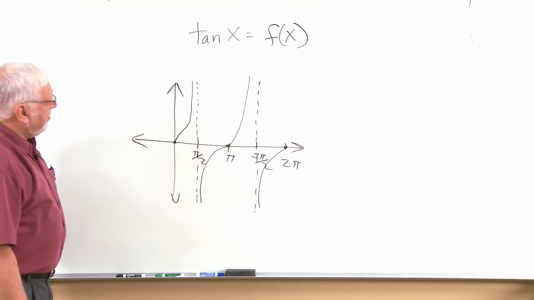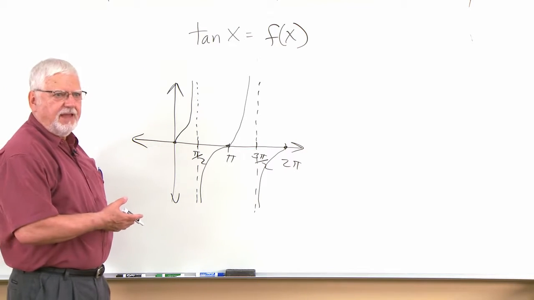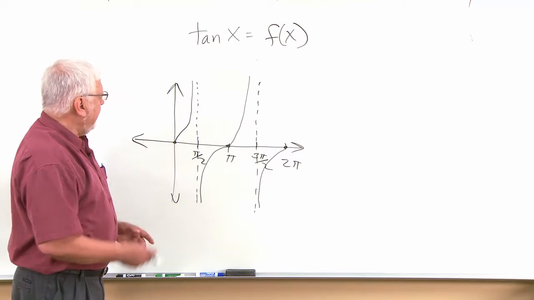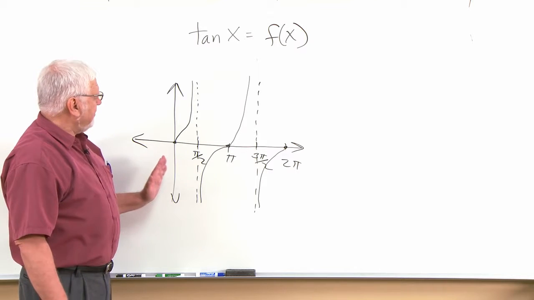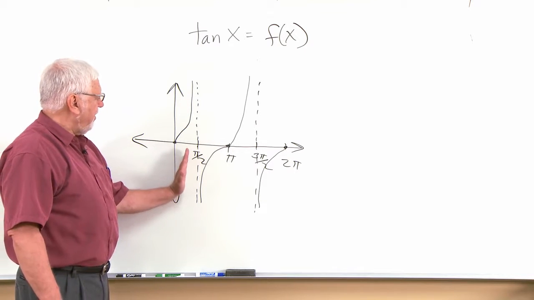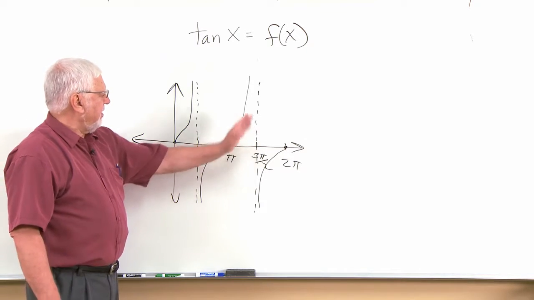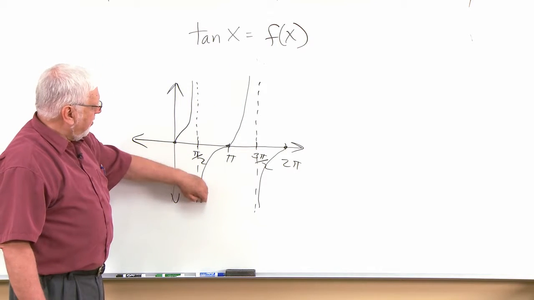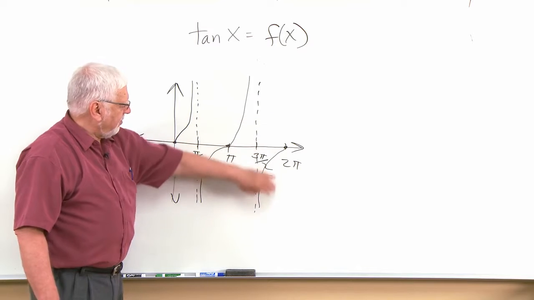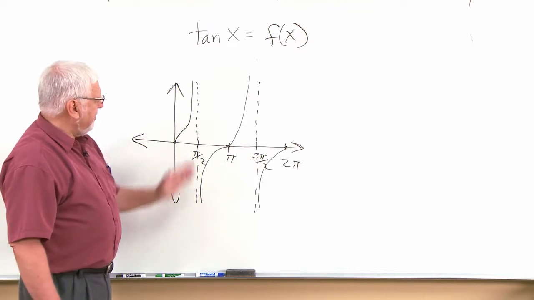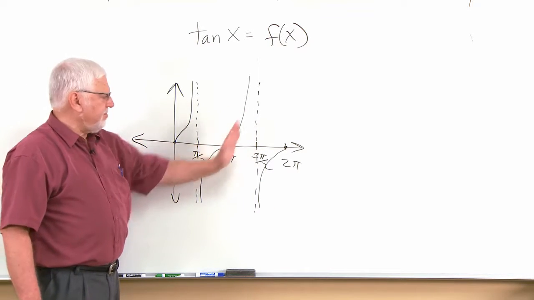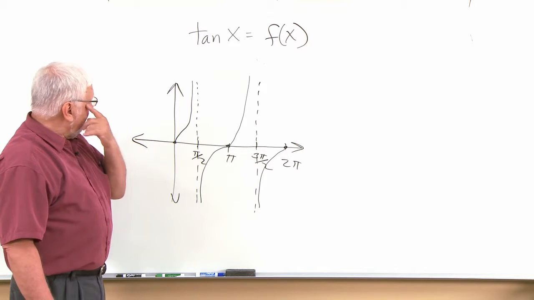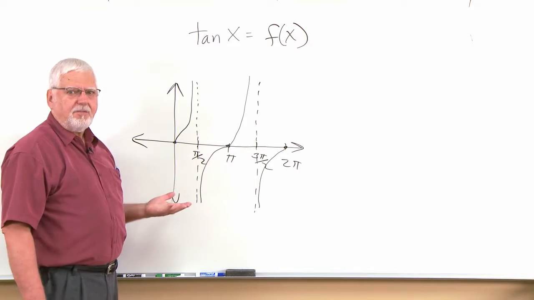Now answer all those questions for the tangent function. The tangent function, where is it positive? First quadrant and third quadrant. Where is it negative? Second quadrant and the fourth quadrant. I didn't put the quadrant lines in and get mixed up with the asymptote lines, but that'll tell you where. Where is it increasing? Think about that a minute.